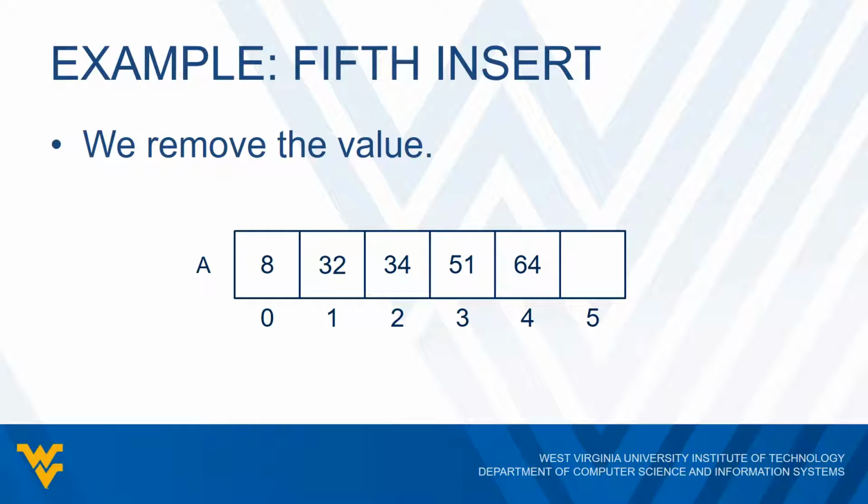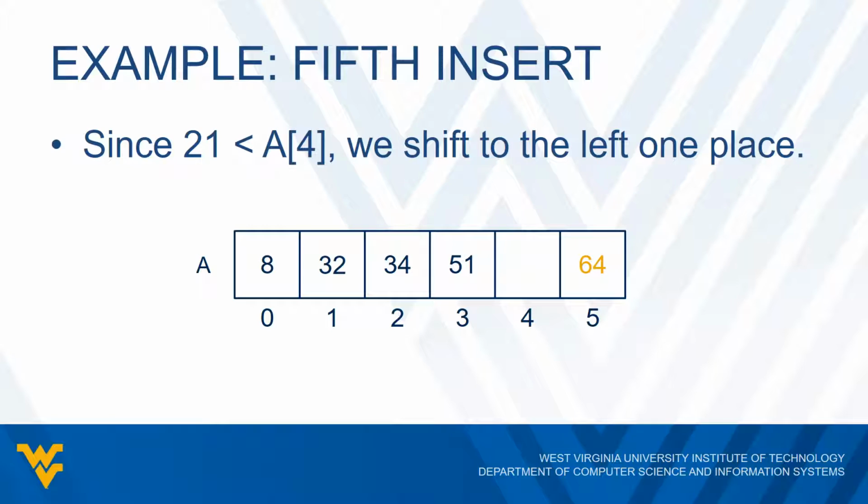So we need to remove 21 from our array. 21 is less than 64, so we need to shift the 64 over to A5. 21 is also less than 51, so we need to move the 51 over to A4.